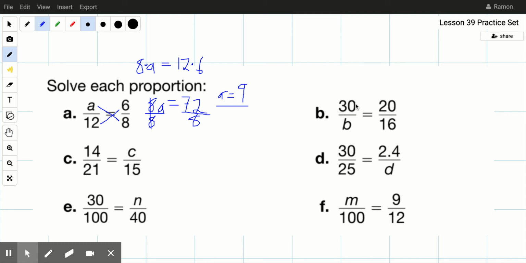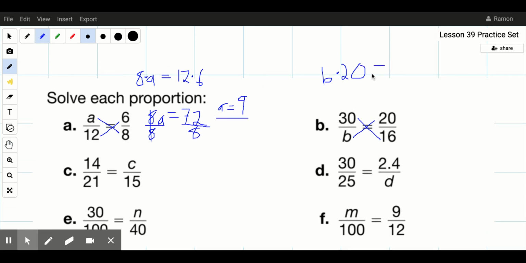So for B, we have 30 divided by B equals 20 over 16. So again, cross multiplying, it's not going to be 30 times 20 because they're equivalent. So it's going to be 30 times 16 and B times 20. So we have B multiplied by 20. And that's going to equal, oh, that's not what I wanted. That's going to equal 20 times 16. Or 30 times 16, sorry, let's loop it there. Yeah, that's 30. That looks like a 3, right?